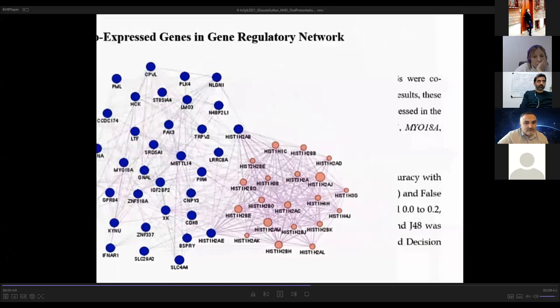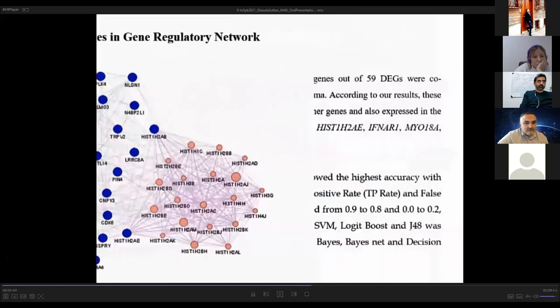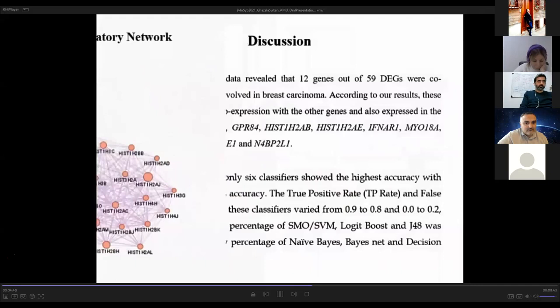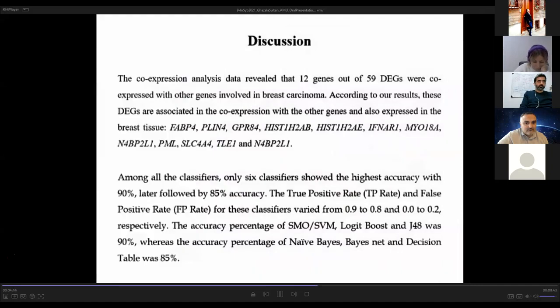Finally, the co-expression analysis of the data revealed that 12 genes out of the 59 genes were highly co-expressed with each other, genes involved in breast carcinoma. According to our results, these genes are co-expressed with other genes and also expressed in the breast tissues, involving FABP4, PLIN4, GPR84, and other genes respectively.